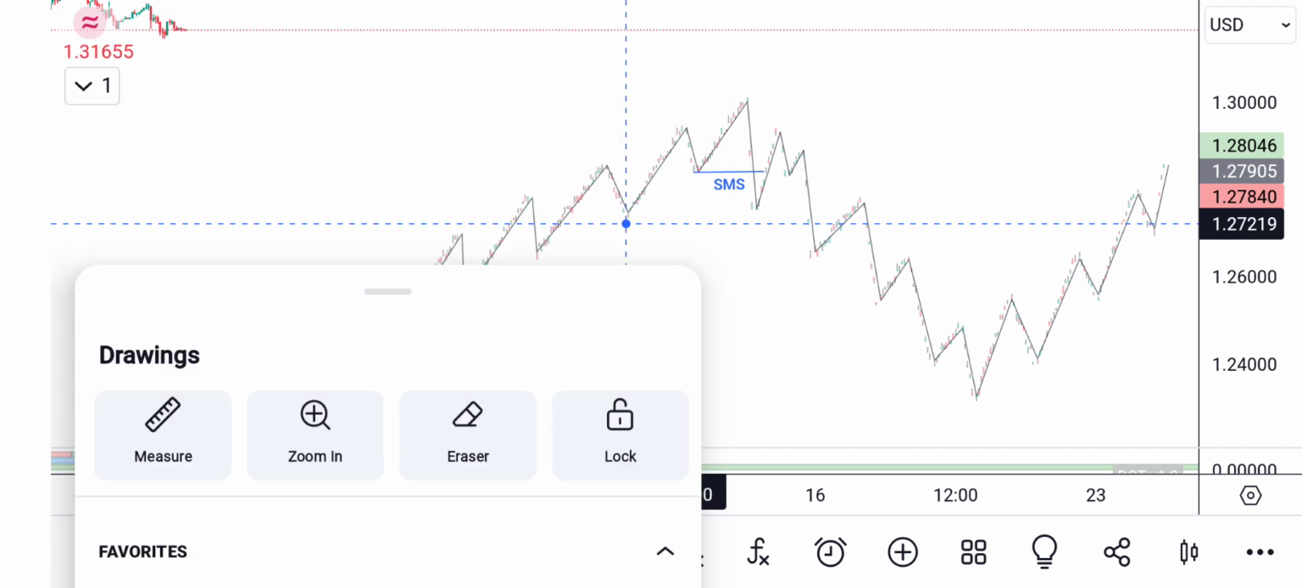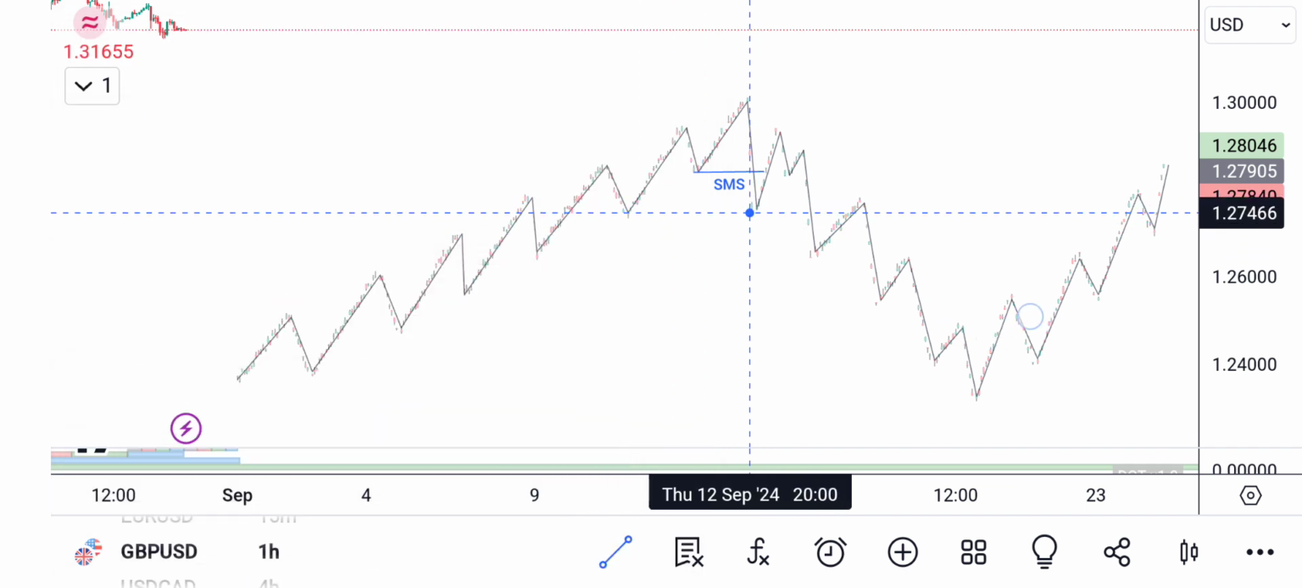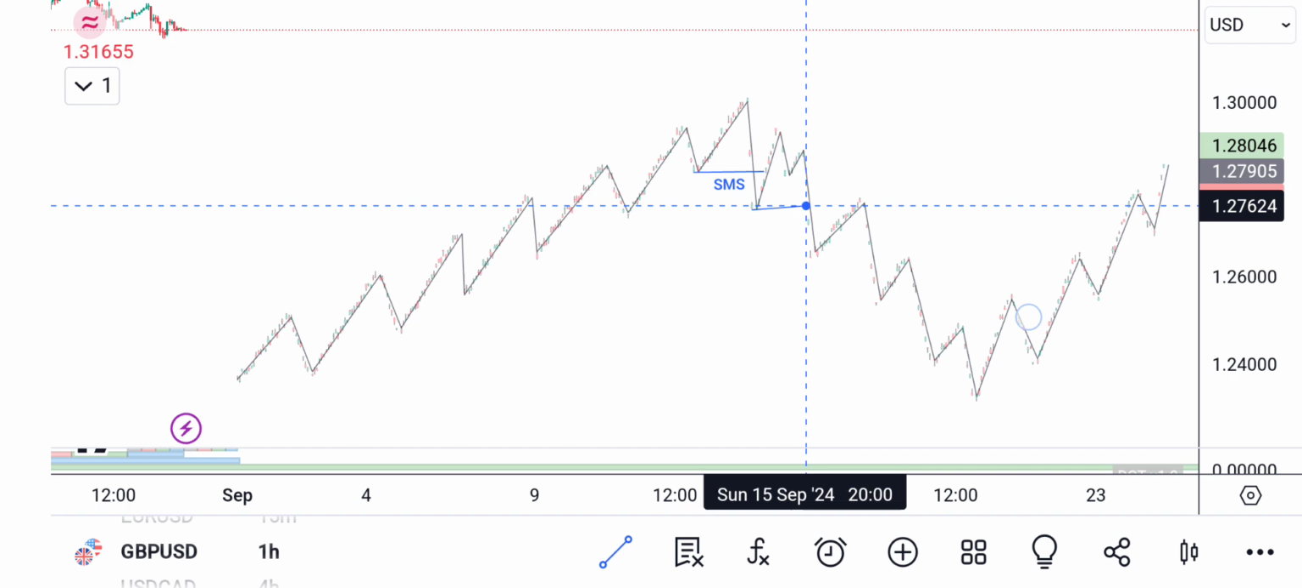Okay, now when this other low, this new low gets taken out, this becomes a break in market structure. You are going to label it BOS.